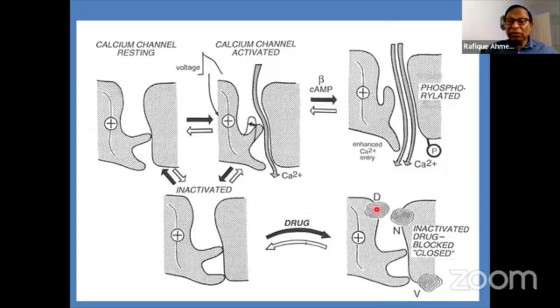So just by changing the location of where these drugs work, it defines how they're going to act. Verapamil is a potent antiarrhythmic and also antihypertensive. On the other hand, nifedipine has no antiarrhythmic action and diltiazem is somewhere in the middle.